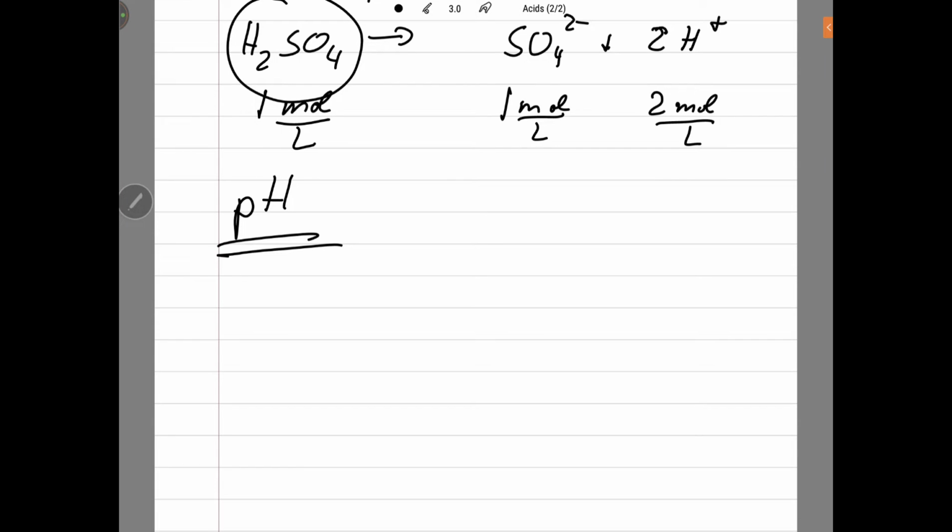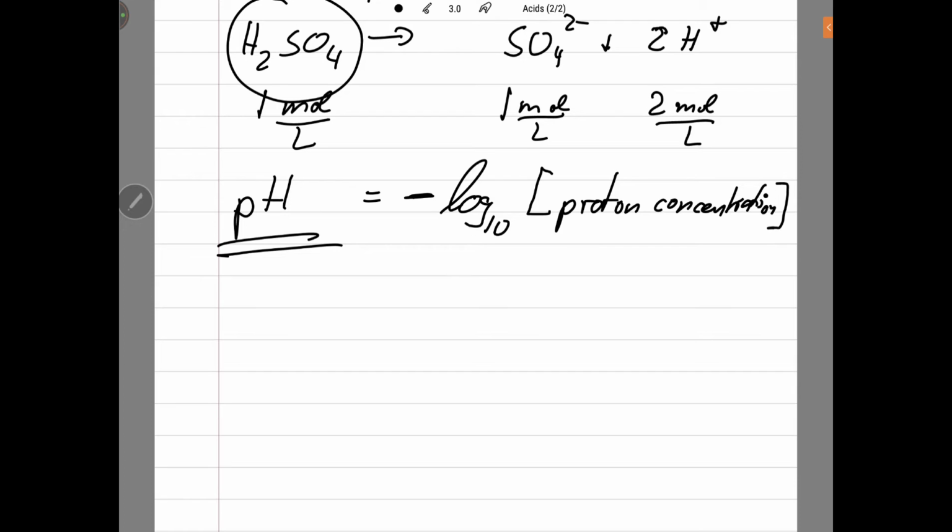The definition of pH is the negative log to the basis of 10 of the proton concentration. So that is the definition of pH.